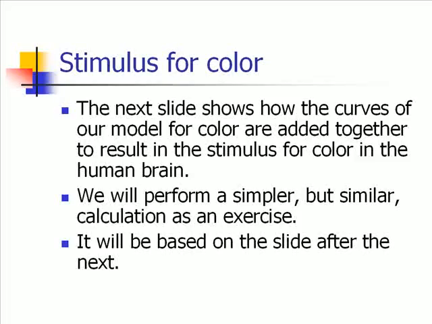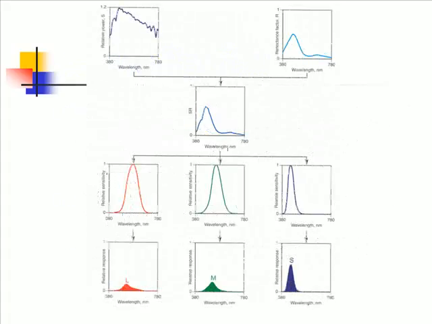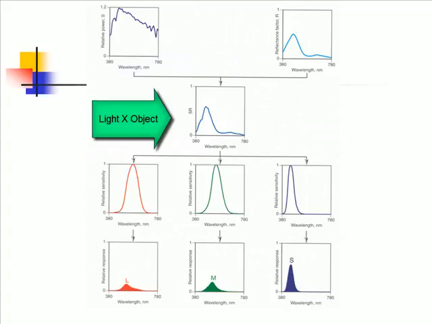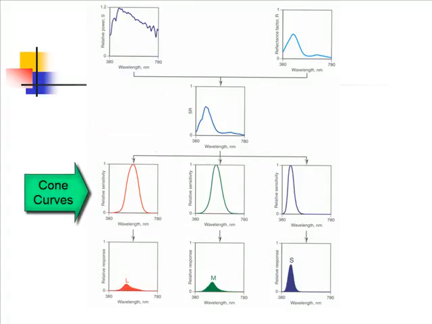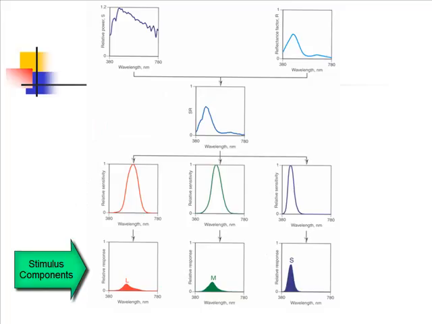So basically, how we calculate our stimulus for color is we have our light source and our object, and we multiply those together. We get this curve. If we multiply this curve by each of the individual curves that represent the sensitivity of each type of cone, we multiply this curve times that, and we get that. This curve times that, and we get that. That curve times that, and we get that. And we have our three components of our stimulus for color. We'll do one that's a little simpler than this when we actually do our calculations.